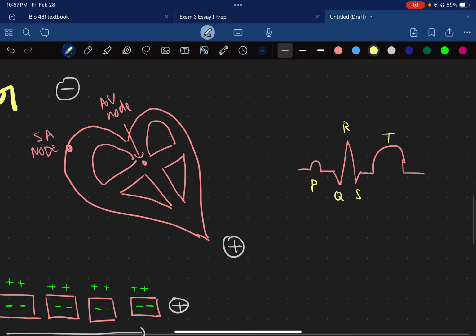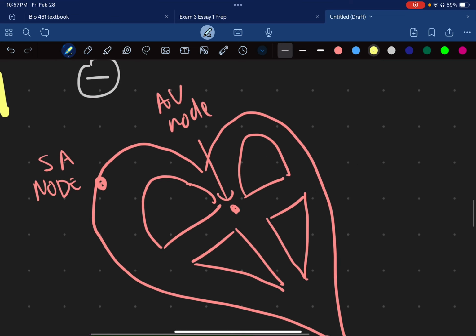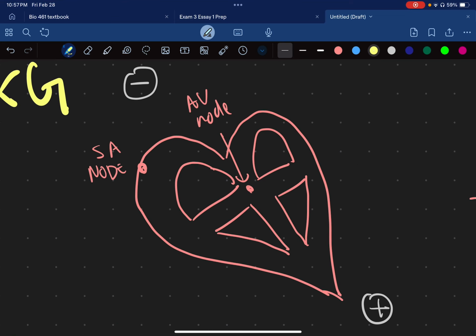So I'm just going to go through all of these different waves. Our first waves are going to start up way up at the SA node as the atria depolarize, causing contraction. So it's going to start something like this and move outward to the entire atria.